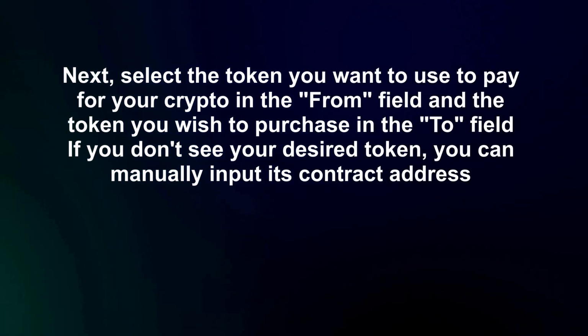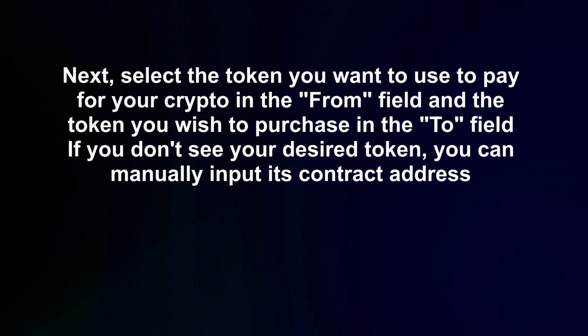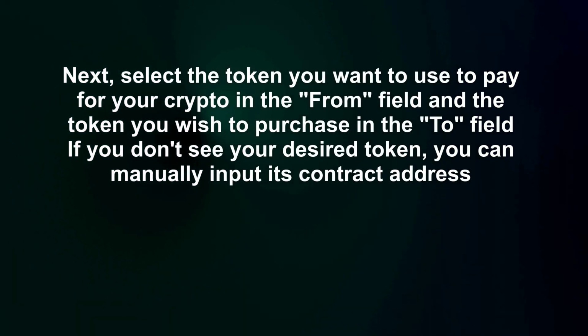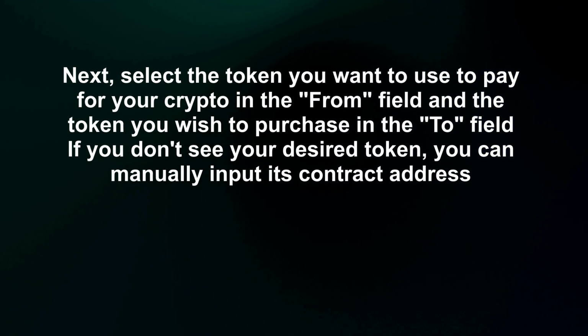Next, select the token you want to use to pay for your crypto in the From field and the token you wish to purchase in the To field. If you don't see your desired token, you can manually input its contract address.